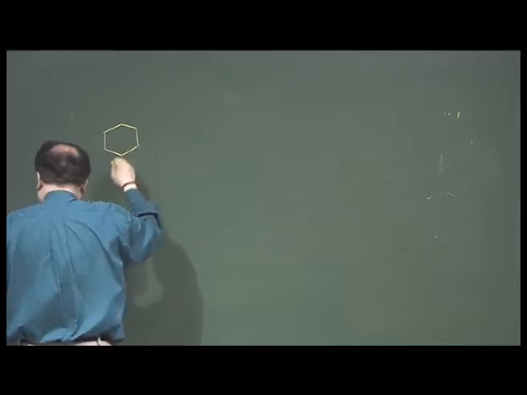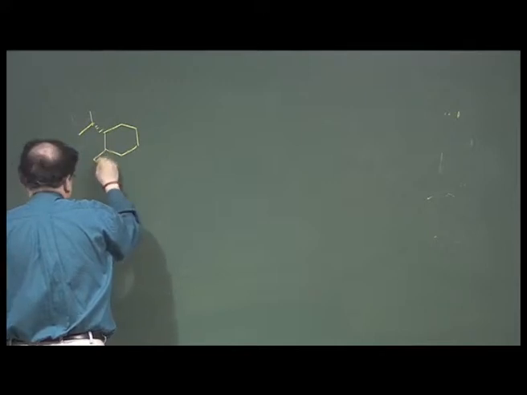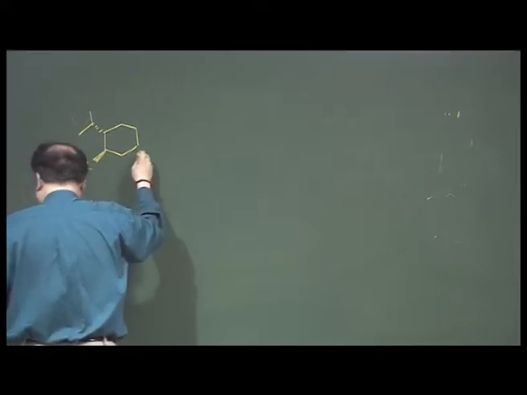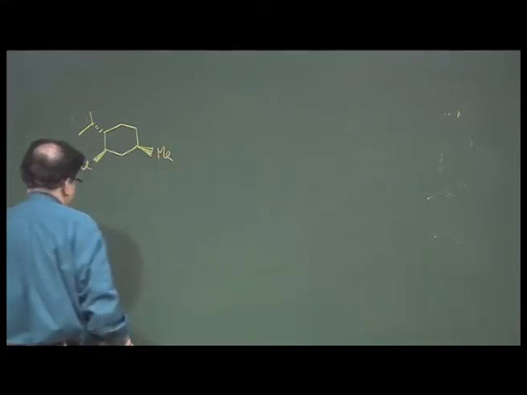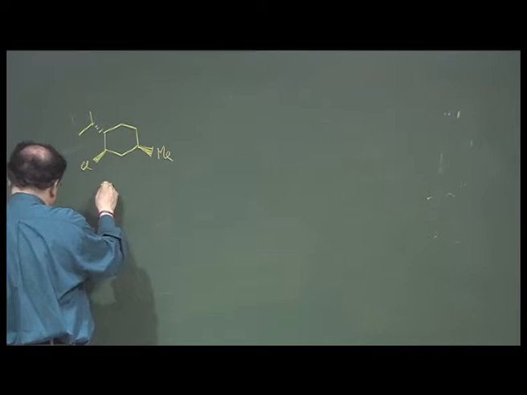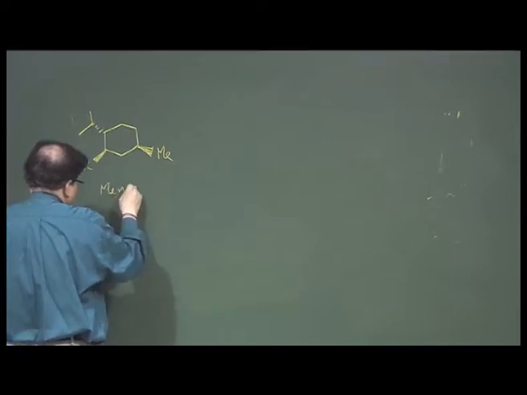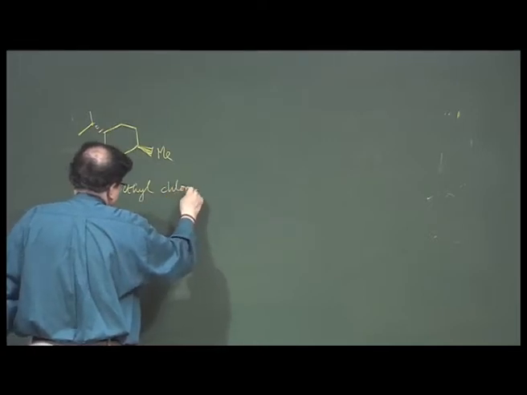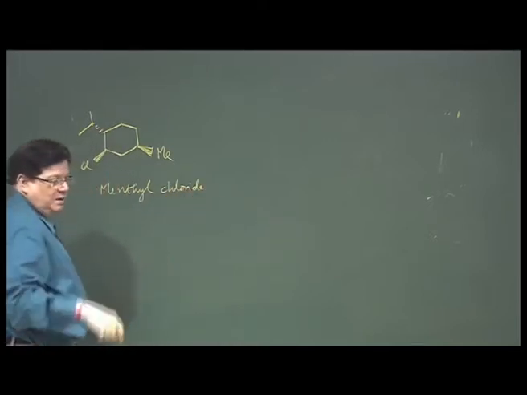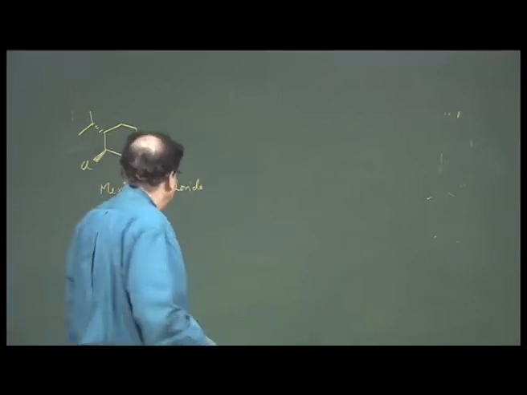First problem, let us try to do. This type of questions can be given, that suppose you have this compound, a tri-substituted cyclohexane. This is what is called menthyl chloride. You have heard of menthol, a natural product, menthyl chloride, which gives an anesthetic sensation. This menthyl chloride has this type of configuration.